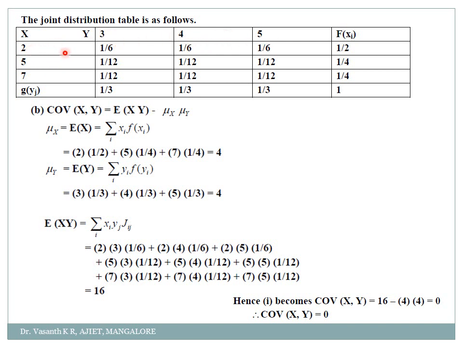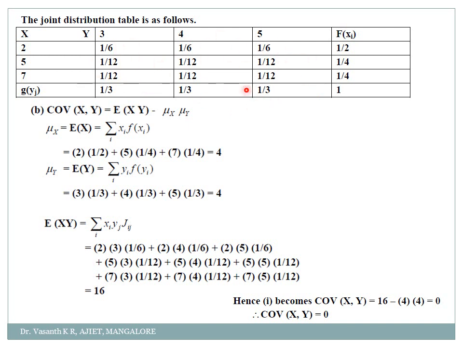So it is probability of x 2 into probability of 3. It will give me 1 by 6. Probability of 2 into probability of 4, it will give me 1 by 6. And probability of 2 into probability of 5, it will give me 1 by 6. Then probability of 5 into probability of 3, same as we did in the previous problem. Hope you can follow this with the table.